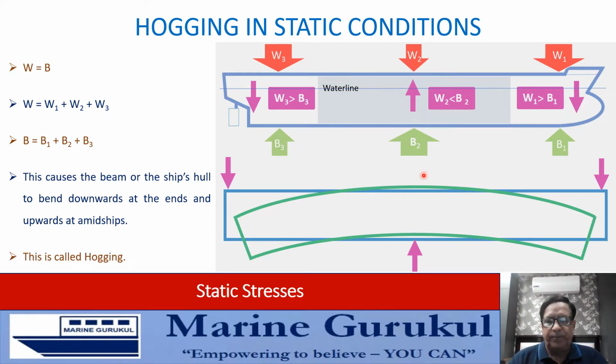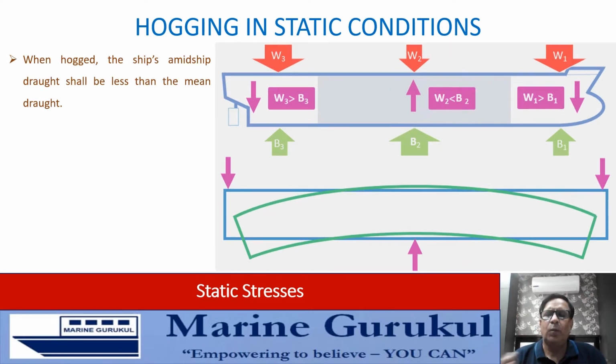This condition in which the midship region is bent upwards and the ends are bent downwards is what is called hogging. Needless to say, when the ship is hogged, the draft of the vessel amidships would be less than the mean draft of the ship, the mean of the drafts at the two ends. Why? Because the draft at the two ends has increased because of the downward bending, and therefore their mean shall be greater than the draft that will be read amidships, where the ship has bent upwards.